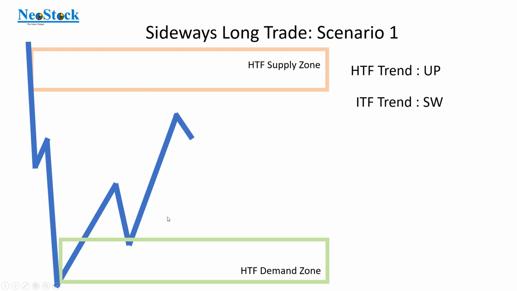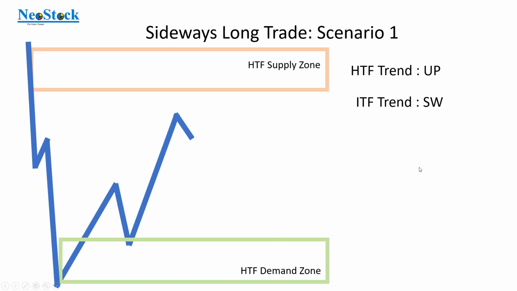If you look at this chart, we are primarily focusing on the HTF demand zone and ITF demand zone. Apart from that, you will also be focusing on the ITF demand zone and also the LTF demand zone. Why are we focusing on both HTF demand and supply zones? That is mainly related to the price direction.